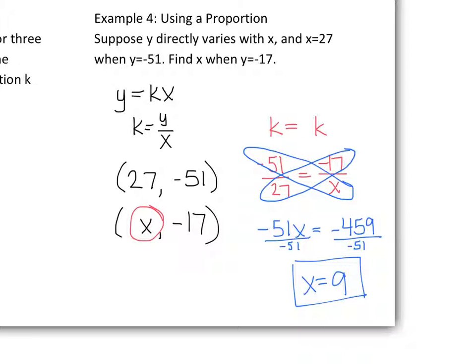You could set that up, solving for x, several different ways. If you wanted to, you could figure out that first k, plug it in up here with negative 17 as the y and solve for x. You could do these ratios set equal to each other. You could do it lots of different ways.